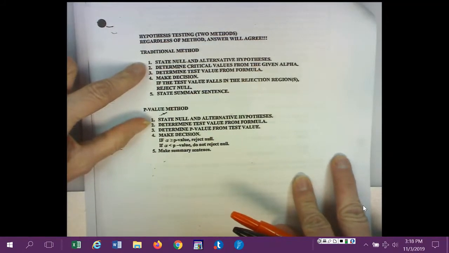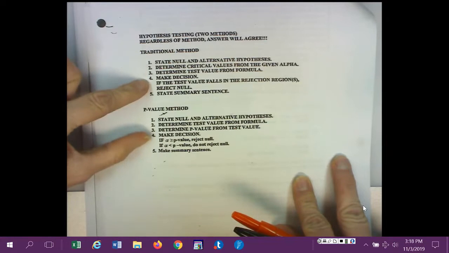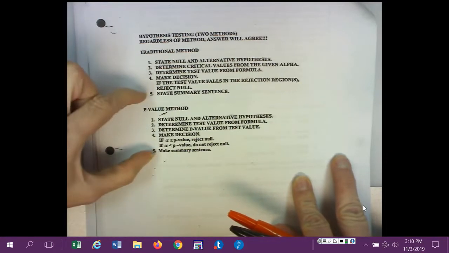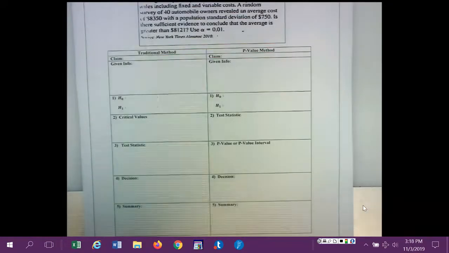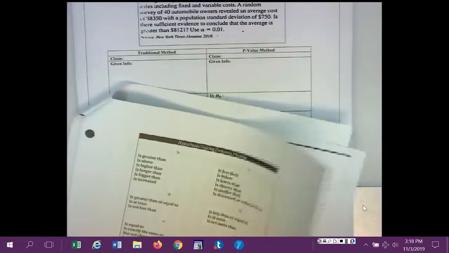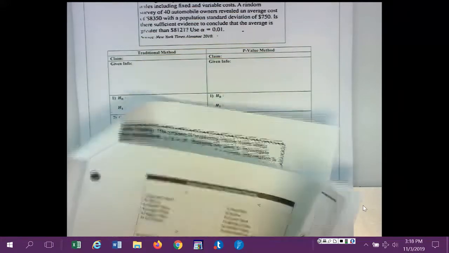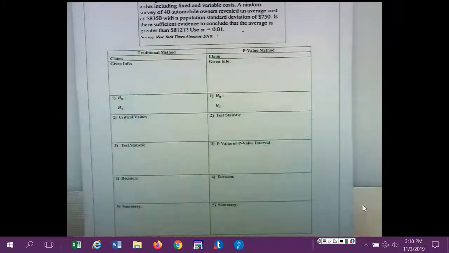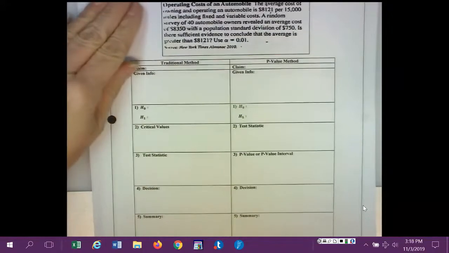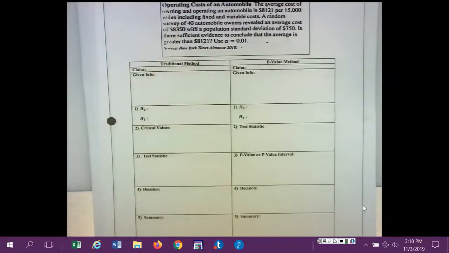They are going to agree when it comes to decision time. The decision is going to be the same regardless of method, and the conclusion or summary statement is going to be the same regardless of method. So for most of the problems that we have, and we have 8 of those, we have it as a traditional method versus a p-value method. So I would like to get started in this video on the z-testing problem for the mean.